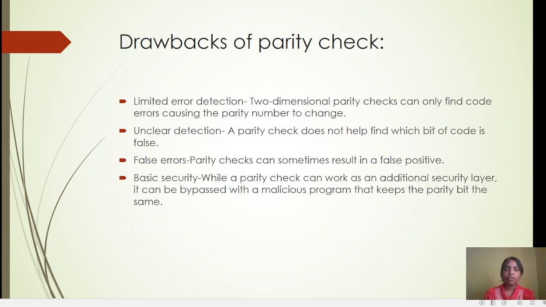And the drawbacks of parity check are limited error detection. Two-dimensional parity checks can only find code error causing the parity number to change. Unclear detection. A parity check does not help find which bit of code is false. False errors. Parity check can sometimes result in a false positive. Basic security. While a parity check can work as an additional security layer, it can be bypassed with a malicious program that keeps the parity bit the same.